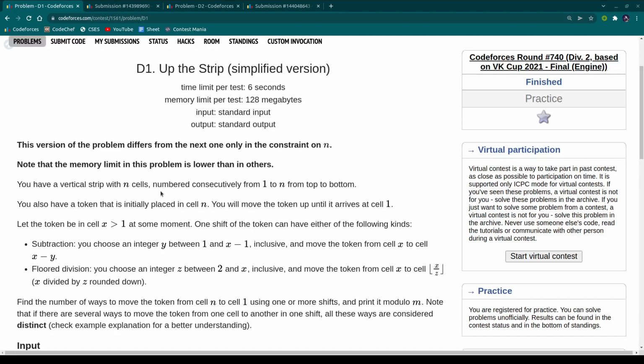Welcome everyone. Today we are going to solve the Codeforces problems D1 and D2 of round 740. Both the problem statements are the same, only varying in the constants of n. First I will explain D1, then with some small changes we will solve D2, the other version of this problem.